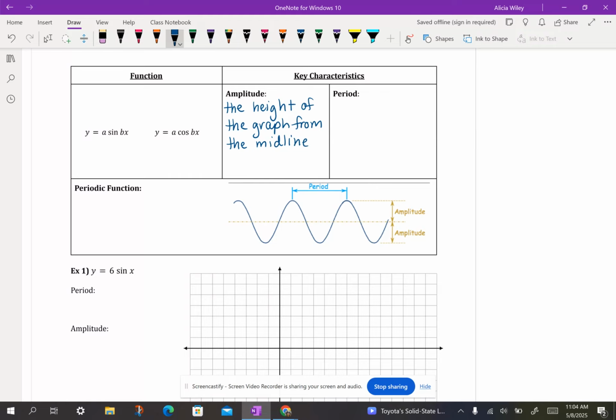And then the period length. The period is also a length. You heard me call it the period length. The period length is basically how long it takes before the graph repeats. Now, you don't have to guess these things. You can figure out these things just from looking at the equation.